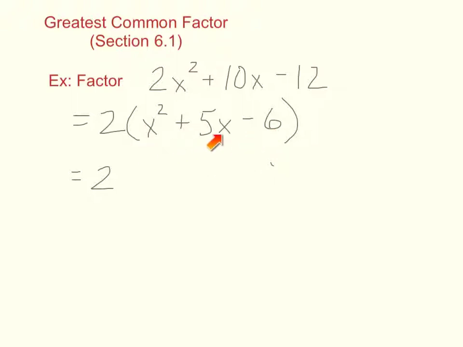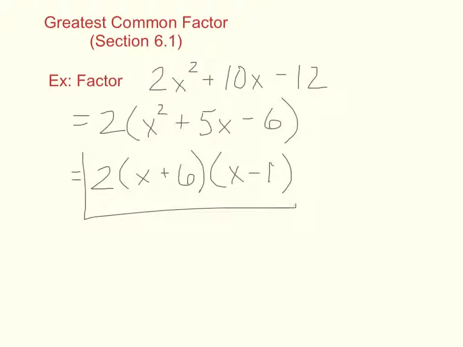I'm not sure if it's prime or not, so I'm going to try some factors of 6. And after trying them, I think I'll discover that 6 and 1 will work, because when I have x plus 6 and x minus 1, the negative x plus 6x will give me that 5x in there. And so now I've got that this polynomial in simplified form is this in factored form. Done.